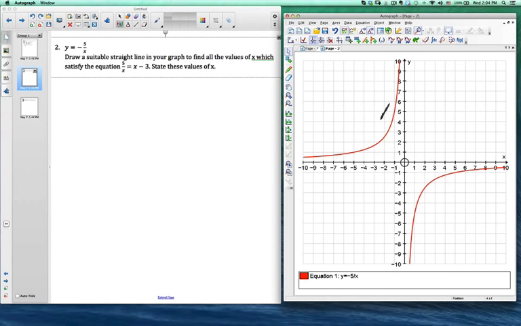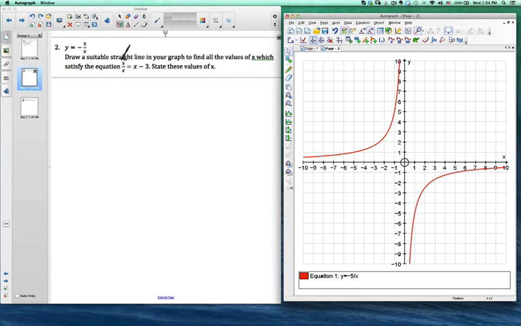Yes. So you roughly got a pattern of reciprocal. When the a is negative, you get something like this. Alright, it's not hard to understand. Then for part C, he'll ask you to draw the suitable straight line in your graph to satisfy all the values of x.